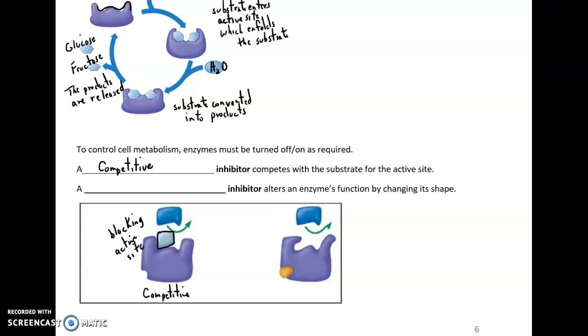The other kind of inhibitor is a non-competitive inhibitor. This kind of inhibitor alters the enzyme's functions by changing its shape. So this is an example of a non-competitive inhibitor. It doesn't bind or try and block the active site, but binds at a different location and changes the shape of the active site so that the enzyme will no longer function. Non-competitive. Okay. So there are two different kinds.